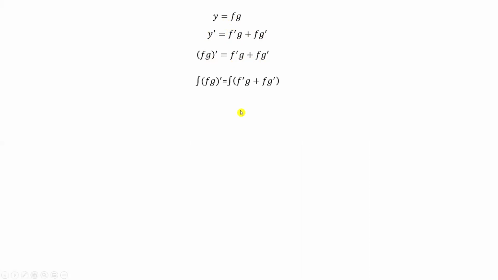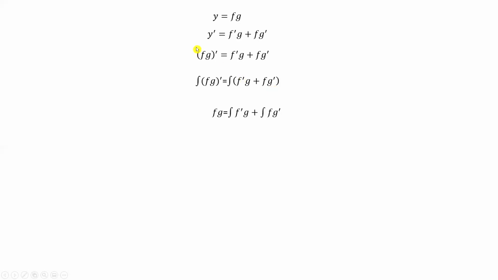Now we're going to integrate both sides of the equation. You're allowed to do that because you've done the same integral to both sides. The integral of the derivative of f times g. The integral of the derivative, those two undo each other, so that just becomes f times g. This integral you can write as the integral of f prime g plus the integral of f g prime. So all we did is take the integral of each term on this side of the equation.